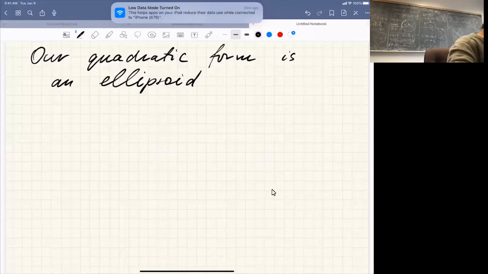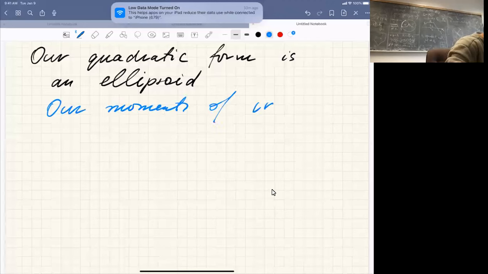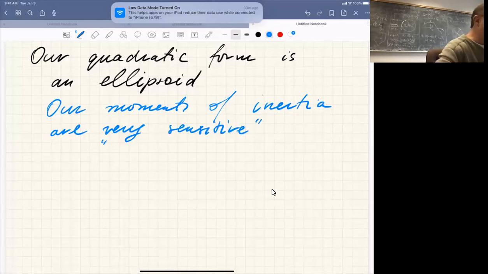Yes, and our ellipsoid and our quadratic form, our moments of inertia, they are very sensitive to our symmetry. So let me write this down. Our moments of inertia are very sensitive, this is, of course, heuristics, but I hope it's clear, to the symmetries of the section.